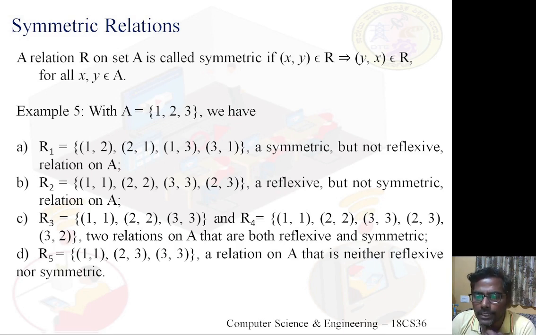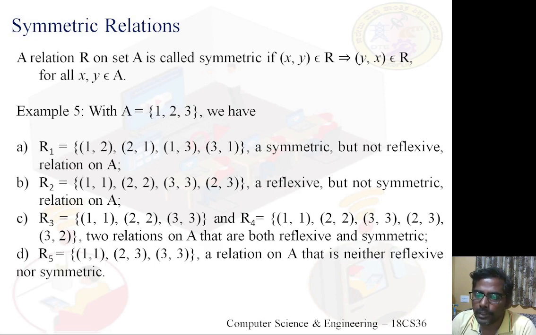When I look at relation R5, it has a pair 1 comma 1, but it does not have pairs 2 comma 2 and 3 comma 3. I repeat, in R5 we don't have pairs 2 comma 2, 3 comma 3. So it is not reflexive. Sorry, it has 3 comma 3. Sorry, in R5 we have pairs 1 comma 1, 3 comma 3, but not 2 comma 2. So it is not reflexive.